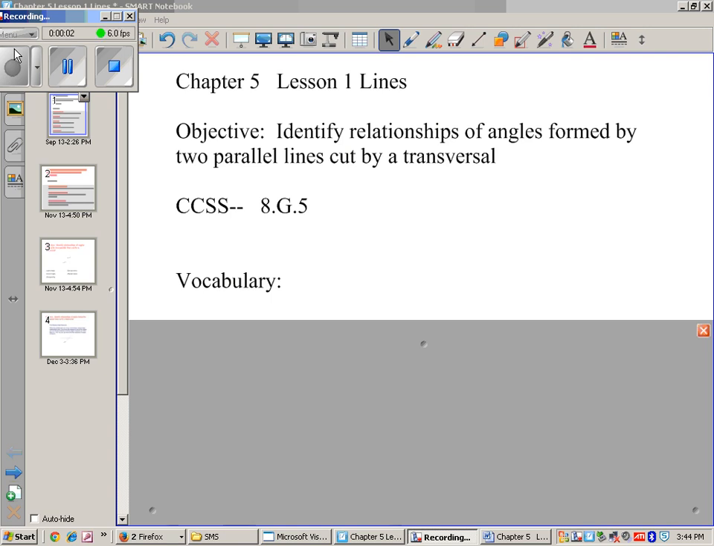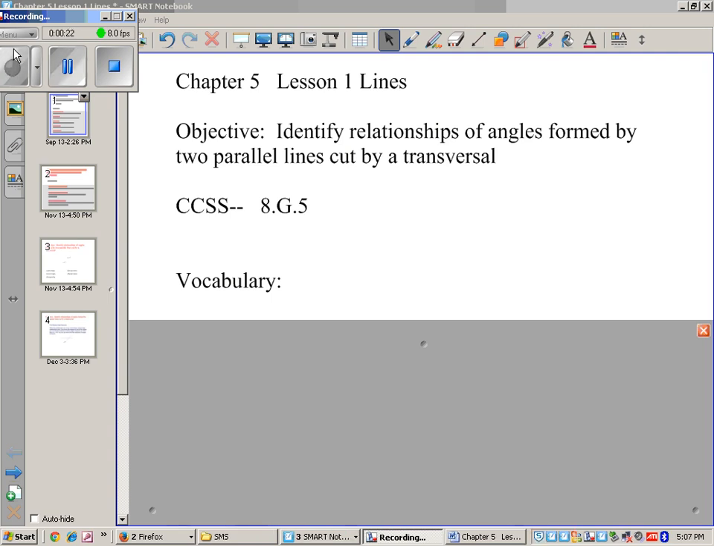Okay, welcome to Chapter 5, Lesson 1. We start geometry, and this lesson is about lines. Our learning target or objective for this lesson is to identify relationships of angles formed by two parallel lines cut by a transversal. Okay, we have many vocabulary words this time.